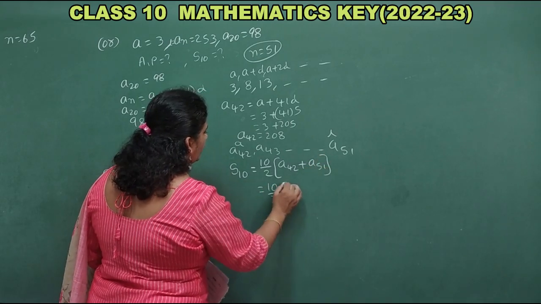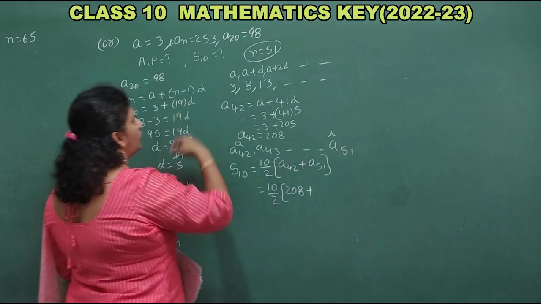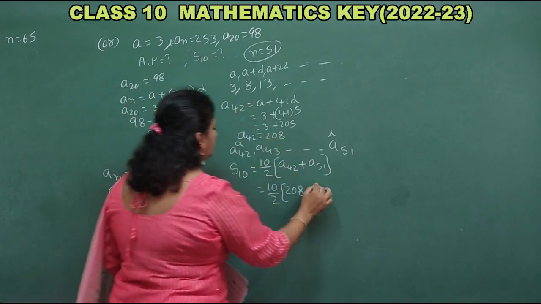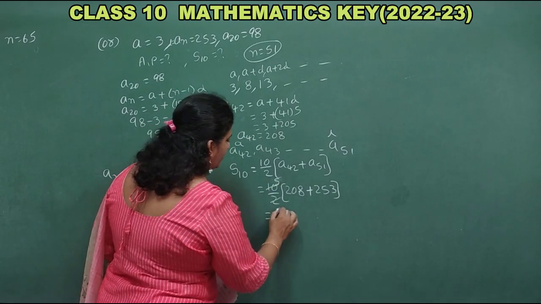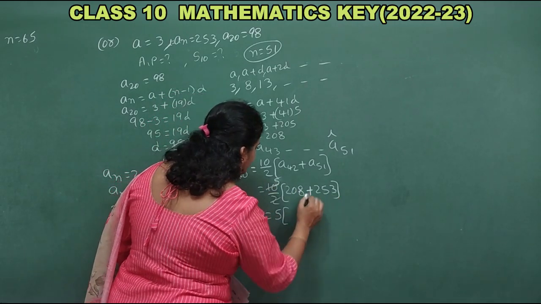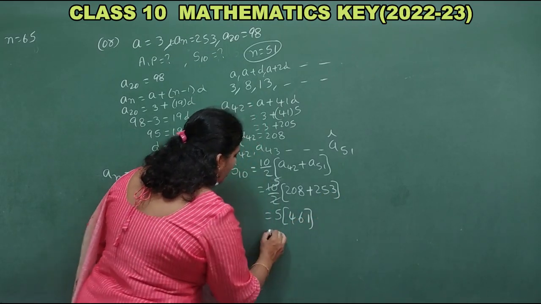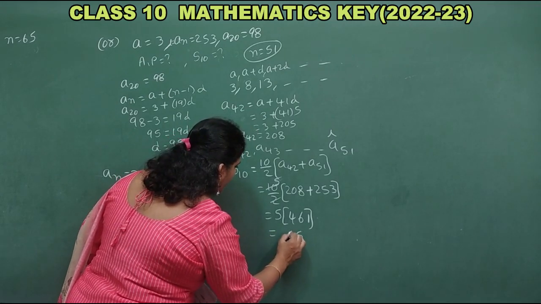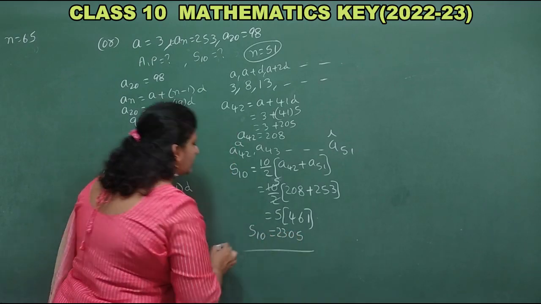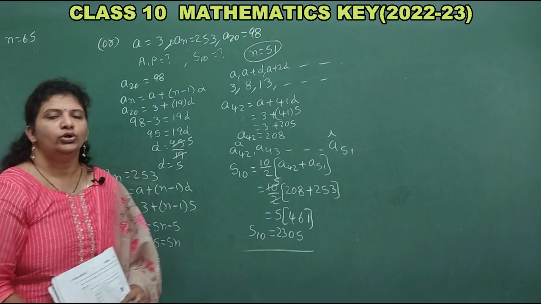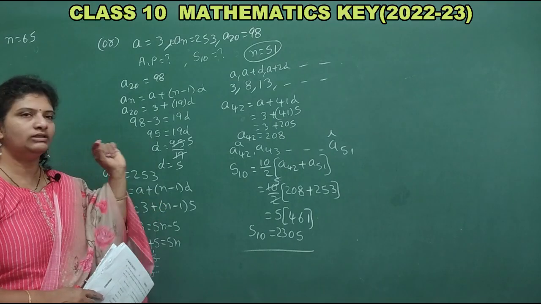10 by 2 into A42 value, what did I get? 208, and the A51 value, what is the last term value? 253. Add these two. 10 by 2 it will be 5. 5 into, add this, 461. Multiply 5 by this, 2305. Therefore, the sum of the last 10 terms is 2305. That is your answer. It is very easy, but you should think a little.